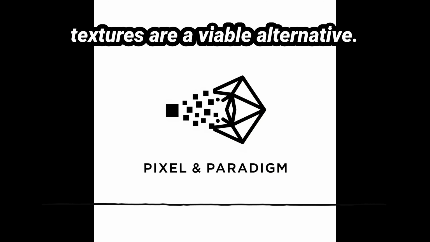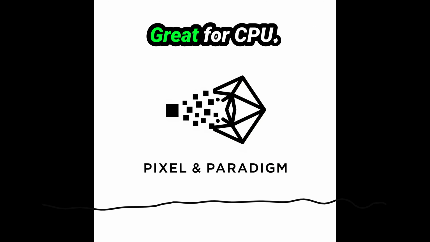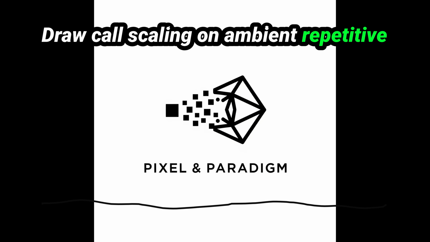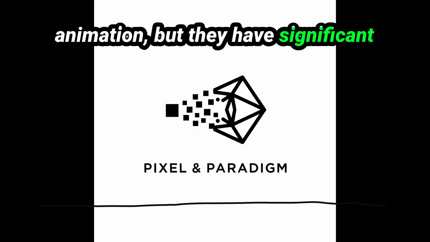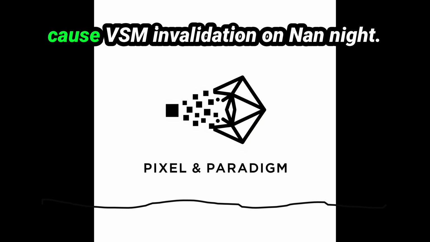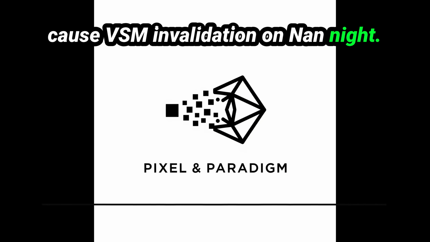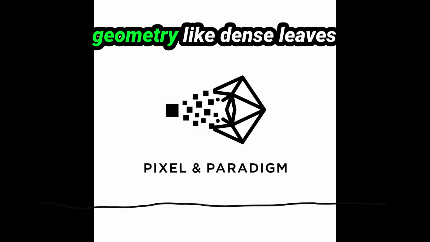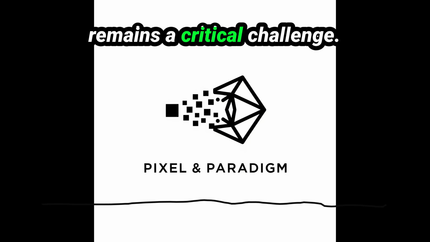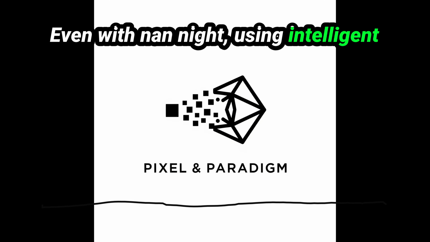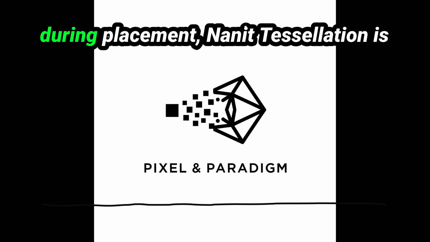VATs, vertex animation textures, are a viable alternative, great for CPU draw call scaling on ambient, repetitive animation, but they have significant memory and flexibility limits and can still cause VSM invalidation on nanite. Overdraw mitigation on aggregate geometry, like dense leaves, remains a critical challenge even with nanite. Use intelligent modeling and careful density control during placement.